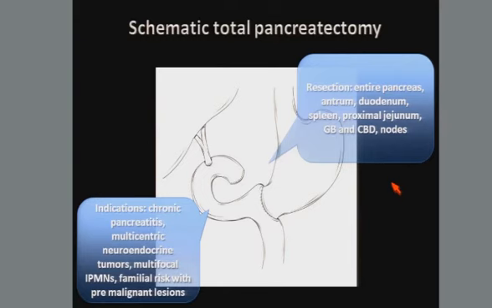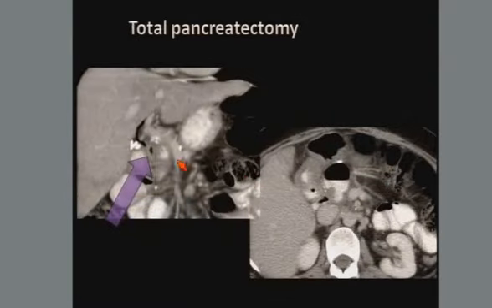In a subset of patients with chronic pancreatitis in whom it's not clear if the pain is from the head of the pancreas or the tail of the pancreas, sometimes those patients will undergo, for palliation, an entire complete pancreatectomy, total pancreatectomy. There are some patients who have multicentric neuroendocrine tumors where the whole gland needs to be resected. There are some patients with an extremely high risk for pancreatic adenocarcinoma, and preemptively those patients may undergo a total pancreatectomy. Haven't seen very many of these in our practice.